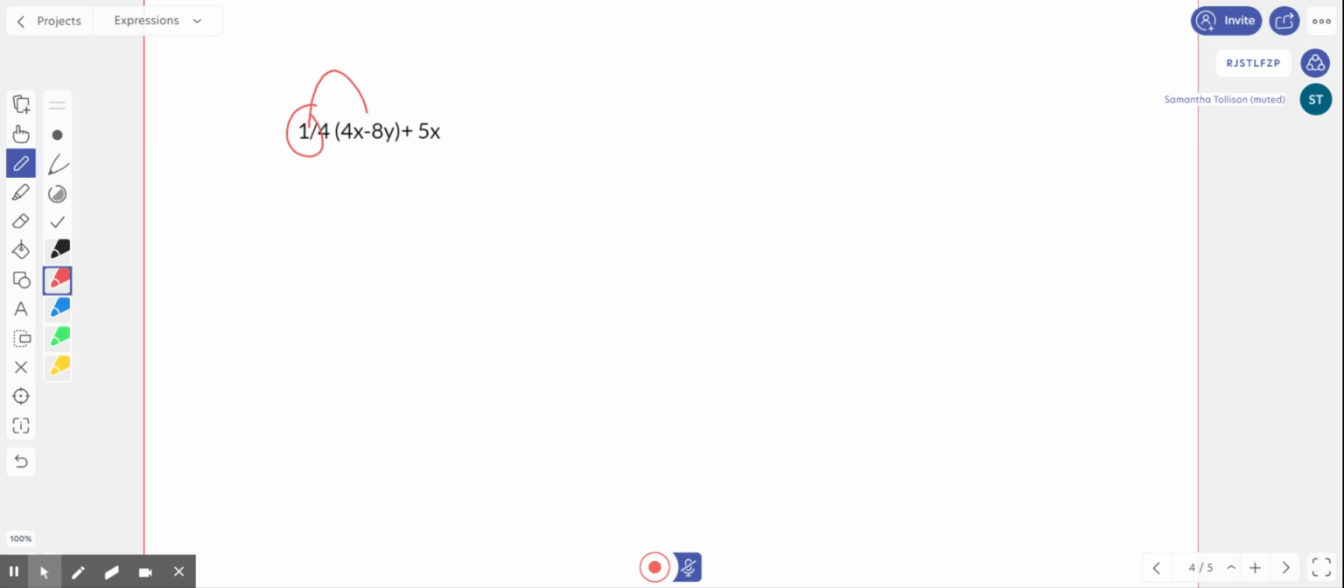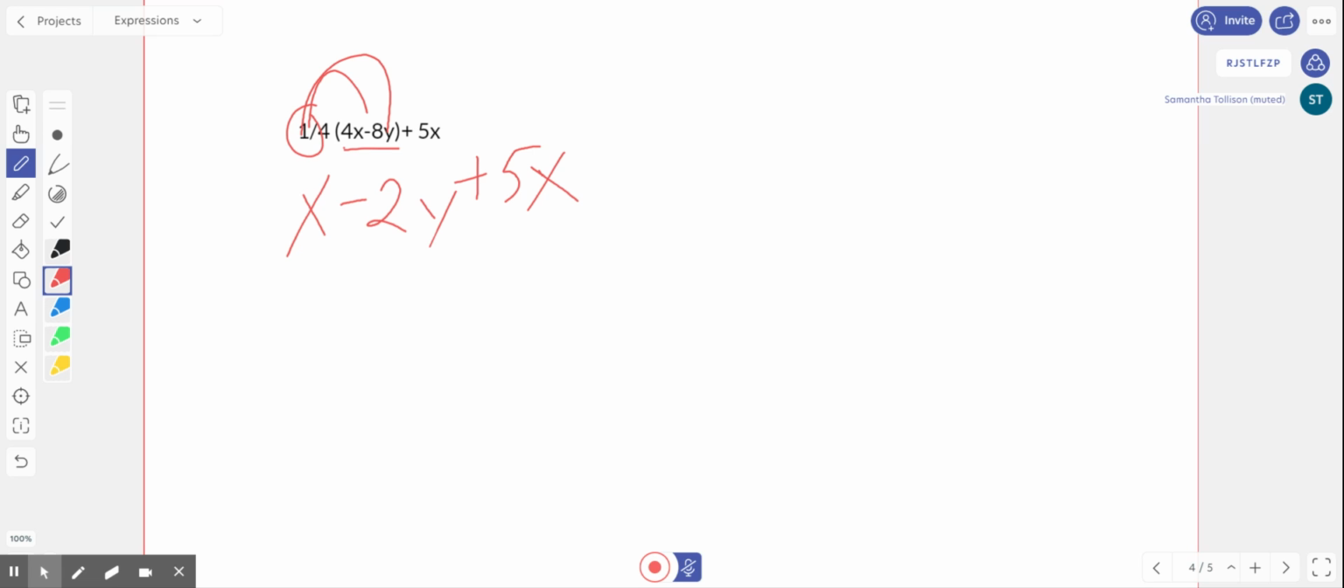Okay, so we're going to go ahead first, look inside the parentheses. There's nothing that can be combined. So now I'm going to be multiplying 1/4 by my 4x and 1/4 by my 8y. So when I multiply 1/4 by my 4x, I get x. And when I multiply 1/4 by negative 8y, I get negative 2y. Sorry for the lag. And I have at the end plus my 5x. For whatever reason, there's a huge lag on this.